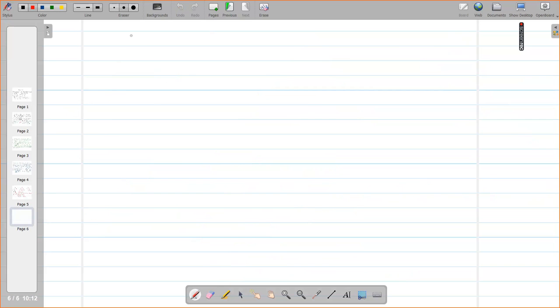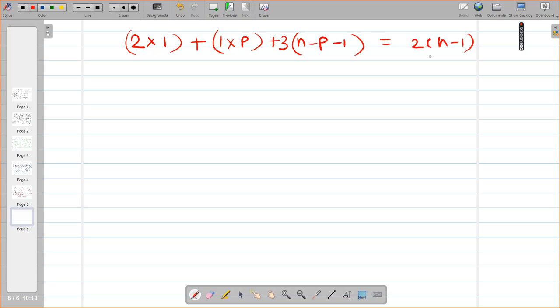Say we know that there is one vertex of degree 2. So that will contribute 2. Then the total degree will be what? One vertex of degree 2 plus p vertices of degree 1 plus n minus p minus 1 vertices of degree 3, and that total degree is n minus 1. So we can find out the answer of p, right?